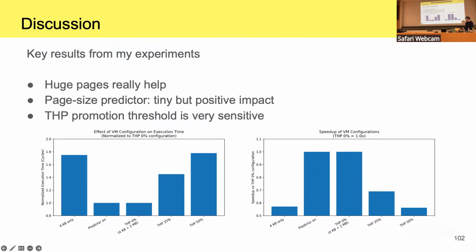Also, the page size predictor had a tiny but positive impact. It left L2 hit MPKI almost unchanged, but still reduced total translation latency by around 6.6% with only 0.3% IPC gain. And lastly, the THP promotion threshold is very sensitive, as I learned. Raising the threshold from 0 to 25 to 50% increased total cycles by around 45 and 78% in my case, and made page table walks around 7.9 and 15 times respectively slower.